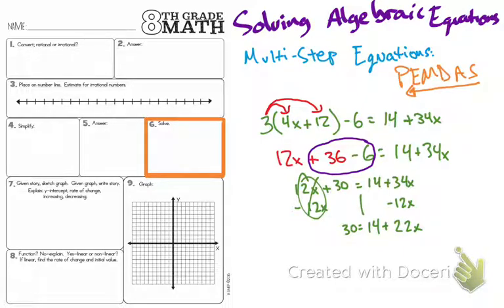And now I've got a two-step equation. I don't have any more simplifying that I have to do, so now I can simply solve. And I'm going to solve by removing the 14 from both sides. That's going to give me 16 is equal to 22x. And my final step is going to be divide both sides by 22, and that's going to give me 8/11 is going to equal x, or I could also have written that as 16 over 22, but I always want to simplify if I can, so 8/11 is going to equal x.